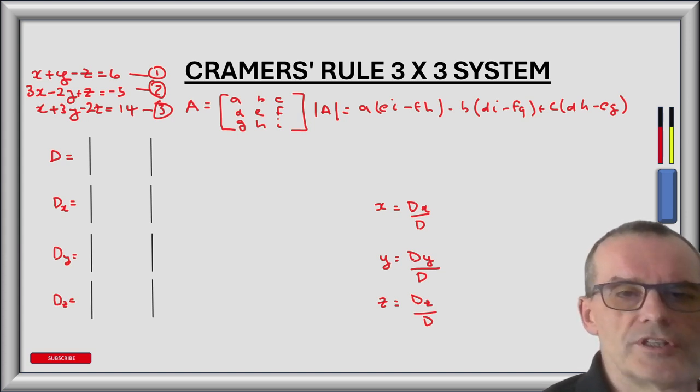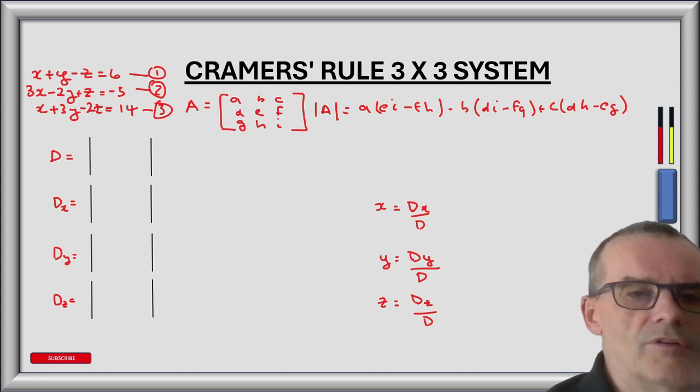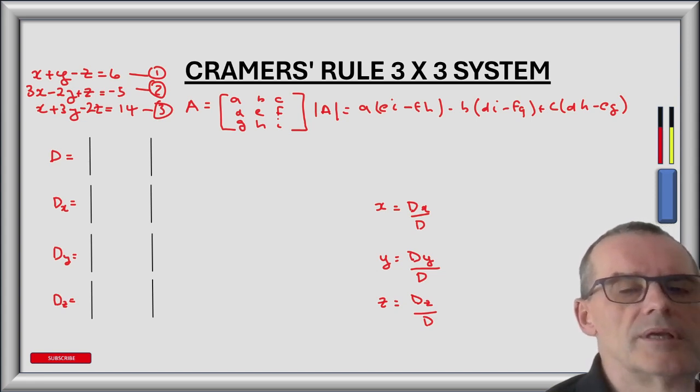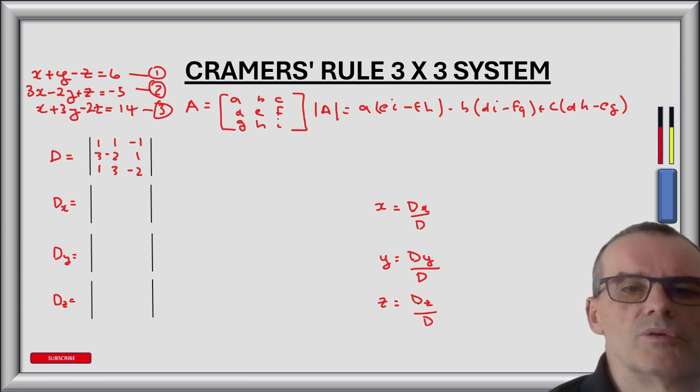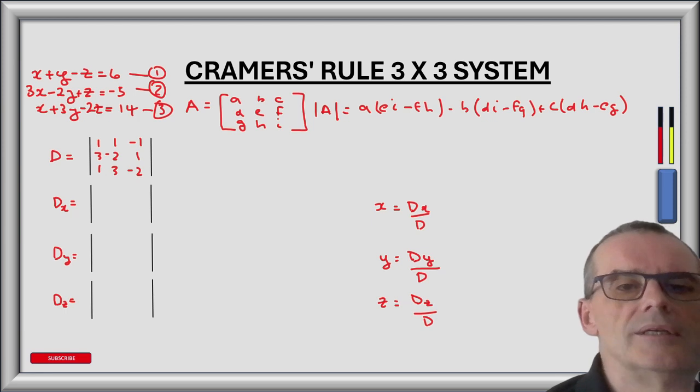So now the first thing we have to do is work out the determinant of the coefficient matrix. The coefficient matrix is the matrix of coefficients of the linear equations. So we have the x coefficients of 1, 3, and 1. The y coefficients of 1, minus 2, 3. And the z coefficients of minus 1, 1, and minus 2. So we need to find the determinant. So we'll apply the rules we've just looked at and work it out.